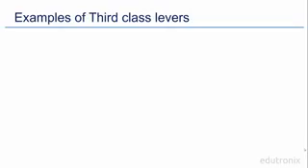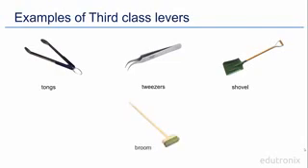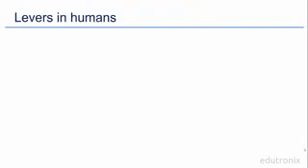Let us look at a few examples of third-class levers. Tongs, which are used to pick objects, are regarded as third-class levers because we need to hold the middle of the tongs to make them work. This means we are applying the effort in the middle of the tongs. A pair of tweezers used in medical practice is also a third-class lever because the effort is in the middle. A shovel, as we have already seen, is also an example of a third-class lever. We also have a broom, which is another example.